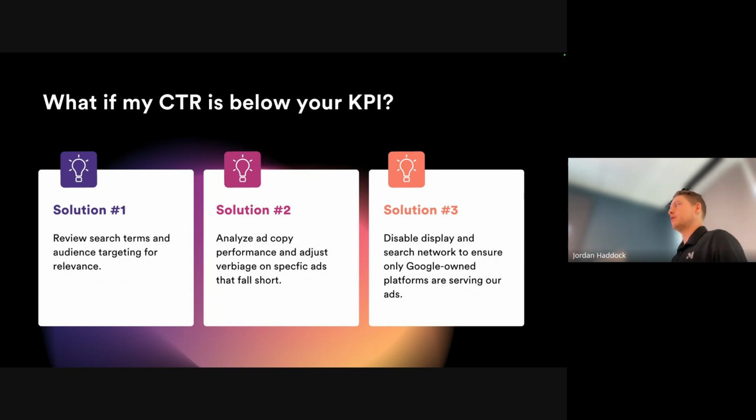Similarly for click-through rate, if this is below our KPI, this will more have to do with the initial user experience. So when the user first sees our ad, solution one is definitely to review the search terms we currently have active in the audience targeting for relevance. Ultimately, if our click-through rate isn't meeting our KPI, it's an indication that the users we're serving to aren't as qualified as we may think.